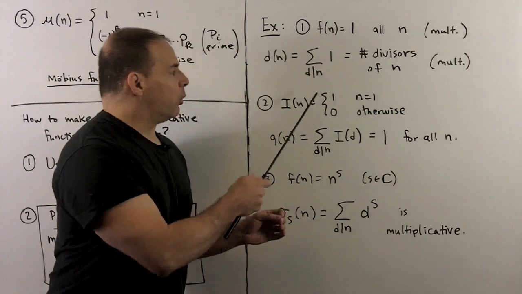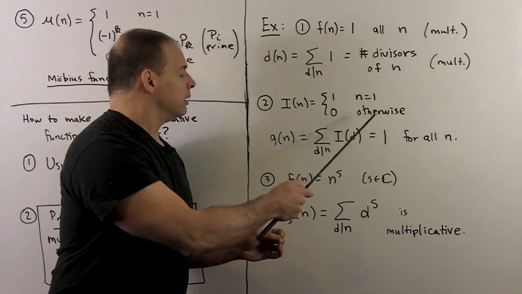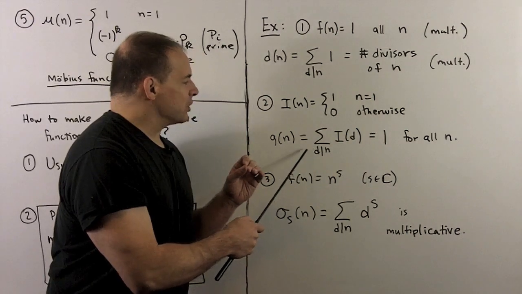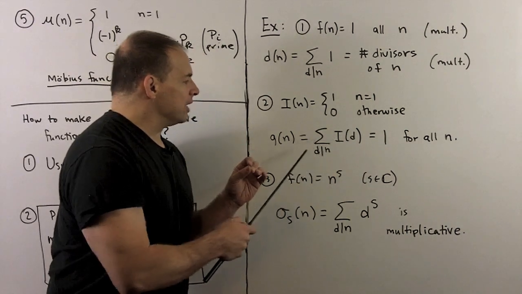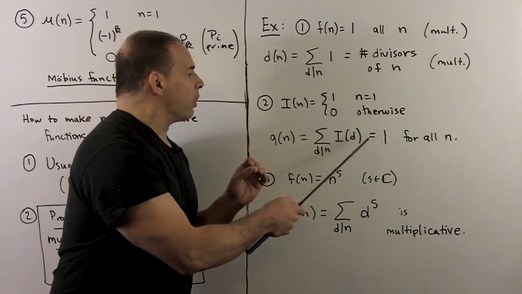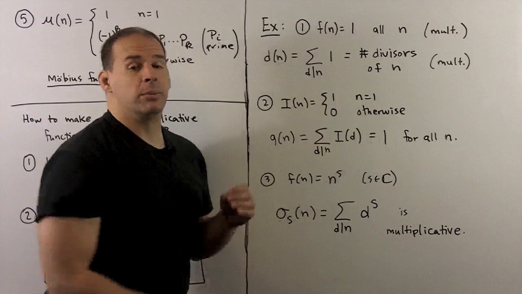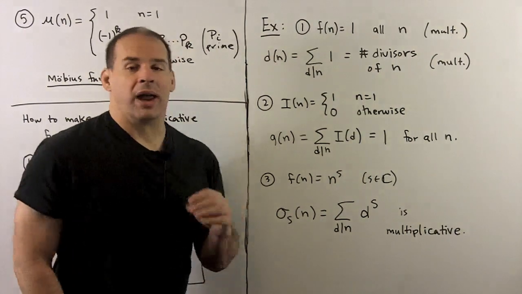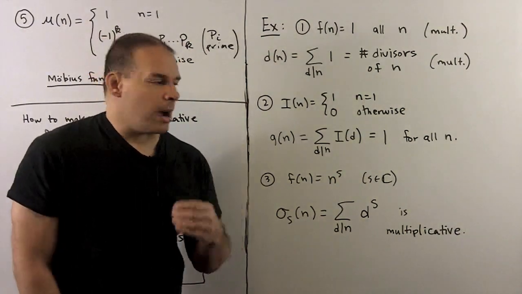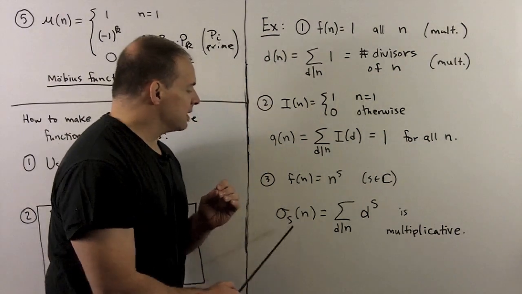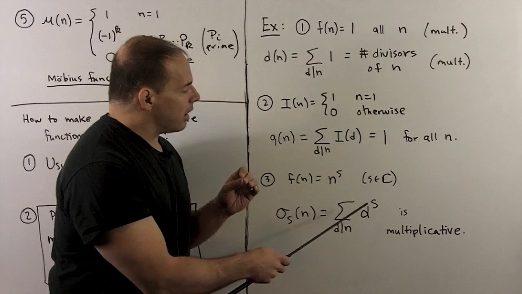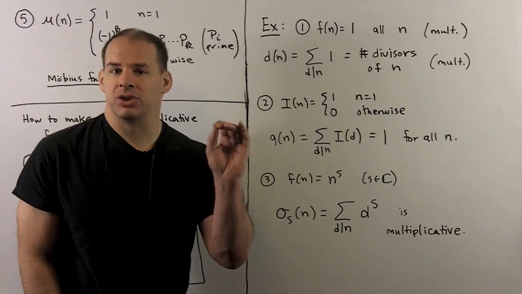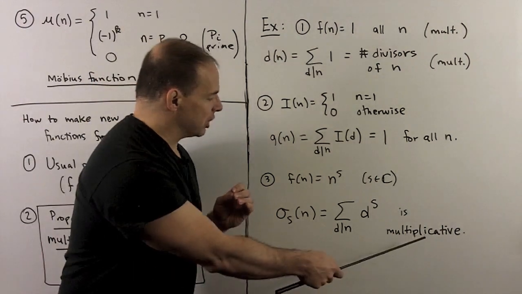We take I of n equal to 1 when n is equal to 1, 0 otherwise. G of n is just going to be the sum of I applied to d. Now here, if we consider all divisors of any n, 1 is a divisor which will give 1, and we get 0 otherwise. So this is going to be equal to 1 for all n, and we get back our function 1. So it's multiplicative. We take f of n equal to n to the s, where s is a fixed complex number. We apply our operation. We'll call this function sigma sub s. This is equal to the sum of the divisors raised to the sth power. Again, you can show that this is multiplicative in a straightforward way, but we get it for free using the proposition.